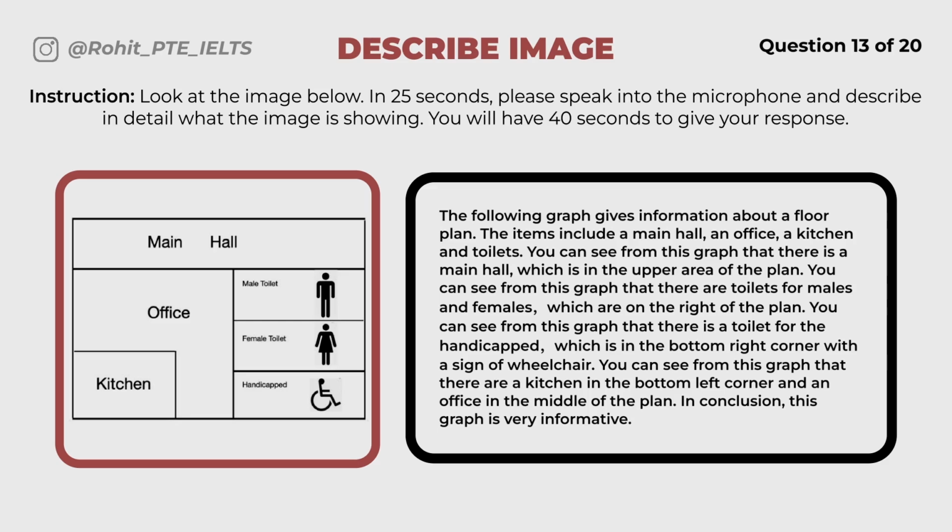You can see from this graph that there is a toilet for the handicapped, which is in the bottom right corner with a sign of a wheelchair. You can see from this graph that there is a kitchen in the bottom left corner and an office in the middle of the plan. In conclusion, this graph is very informative.